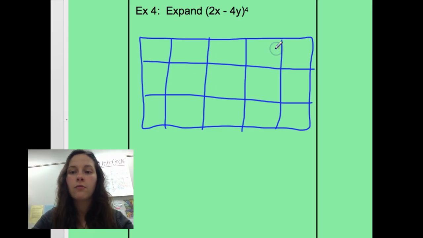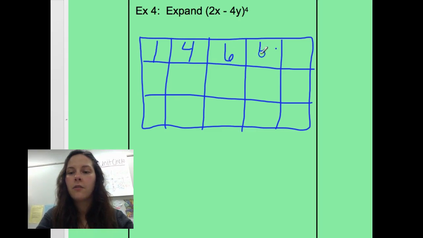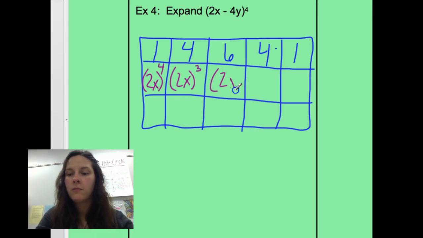All right, in the first row go the coefficients of Pascal's triangle, in this case in row 4. So in row 4 we have 1, 4, 6, 4, 1. And then we're going to take that whole 2x term. So you will be raising 2 to the power as well as x. So we're going to start with it to the 4th power, 3rd power, and then we're going to work our way down.